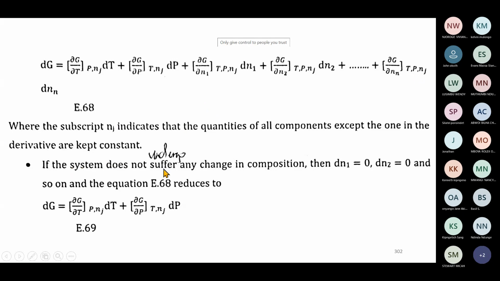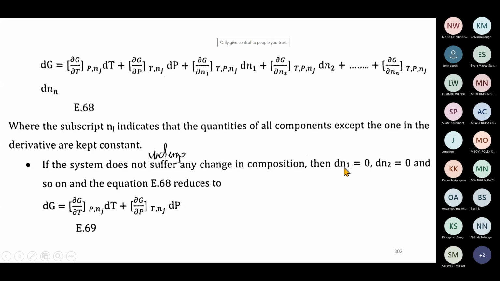If the system does not undergo any change in composition, that means the composition of each component is not changing. So dn1, the change in component 1, dn2, the change in component 2, all the way to dnn, the change in component n, are all going to be equal to 0, because if the composition is not changing, then the change in the amount of a particular component is equal to 0.